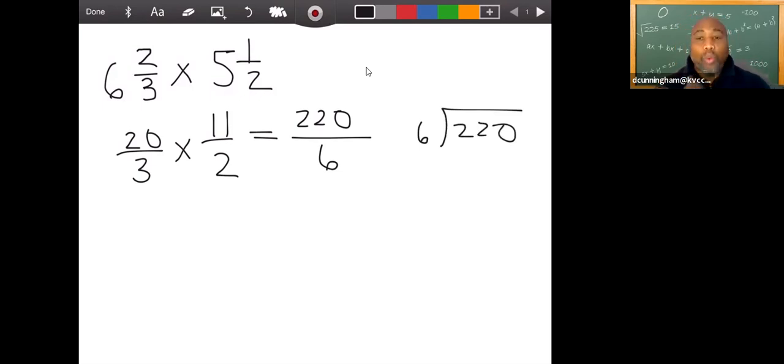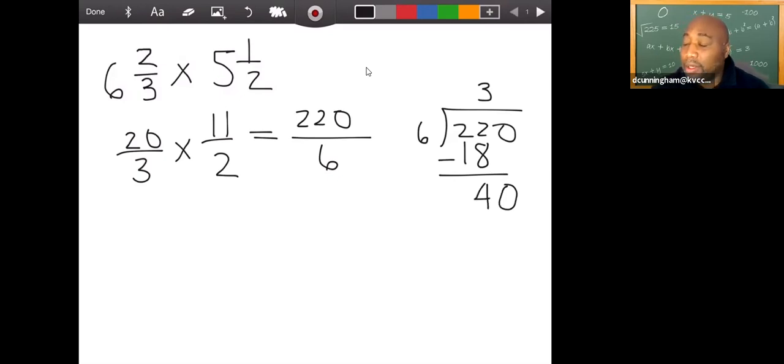Once we do the work here, how many times does 6 go into 2? It can't go into 2, but into 22 it can without going over. We say it'd be 3. 3 times 6 is 18. Go to subtraction, and we end up with 4, 0.